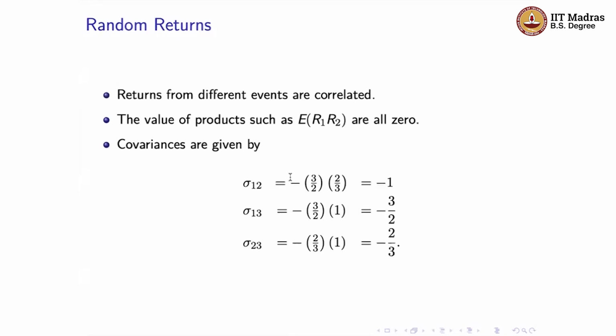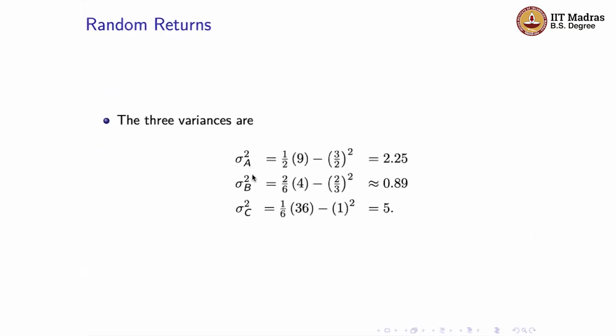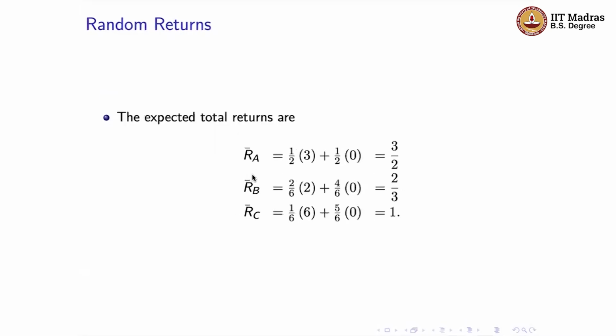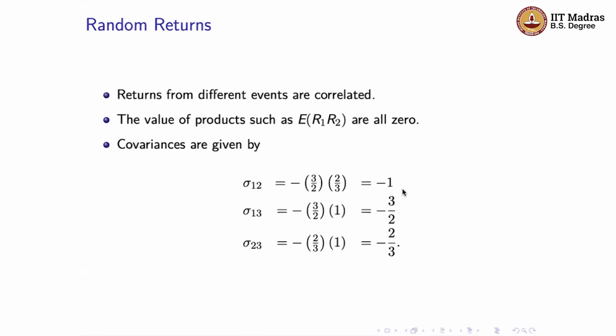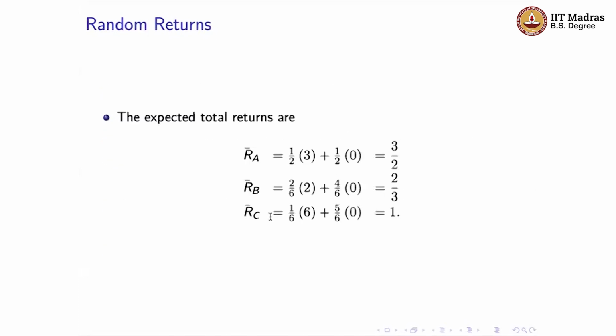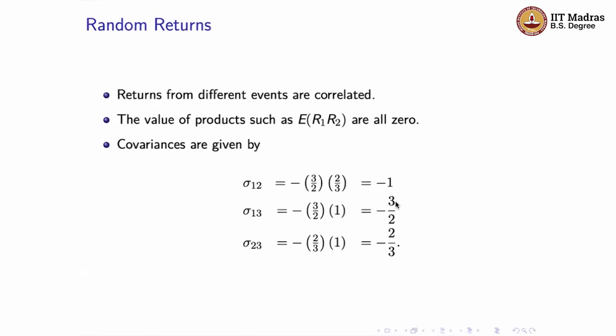So the covariance sigma AB, so this, by the way, 1, 2 should be AB, 1, 3 should be AC, and 2, 3 should be BC. So sigma 1, 2, sigma AB, is equal to nothing but the negative of RA bar, which is 3 by 2, multiplied by RB bar, which is 2 by 3. And so that's why you end up getting -1. And similarly, sigma AC is going to be negative of RA bar times RC bar. And so you end up getting -3 by 2 and so on.